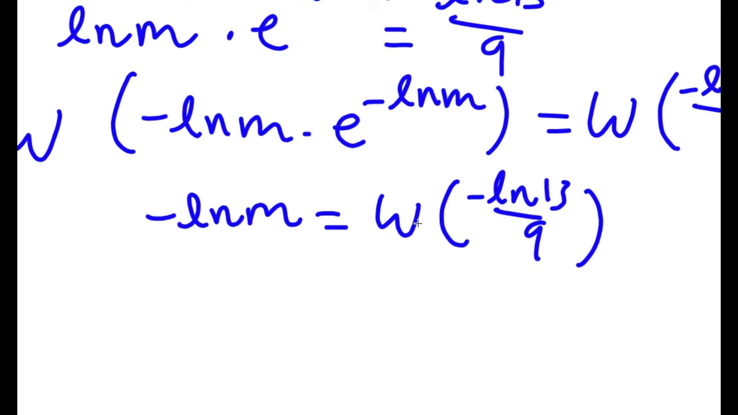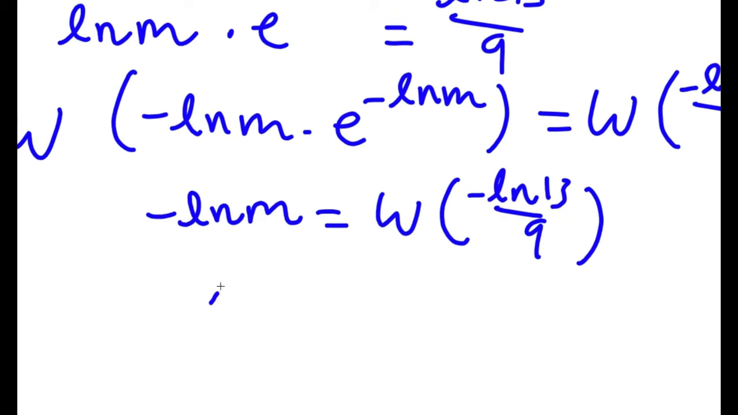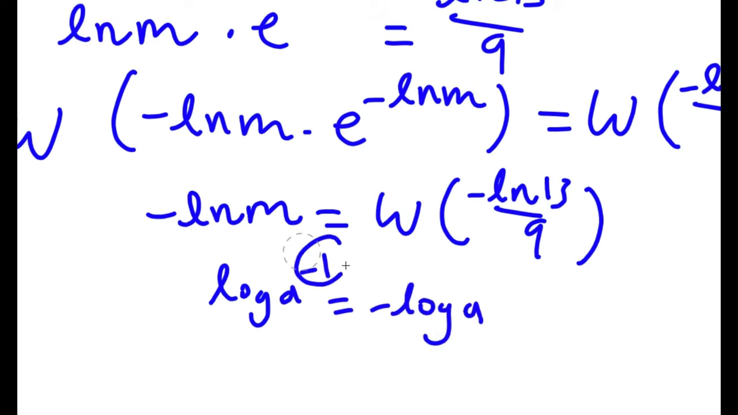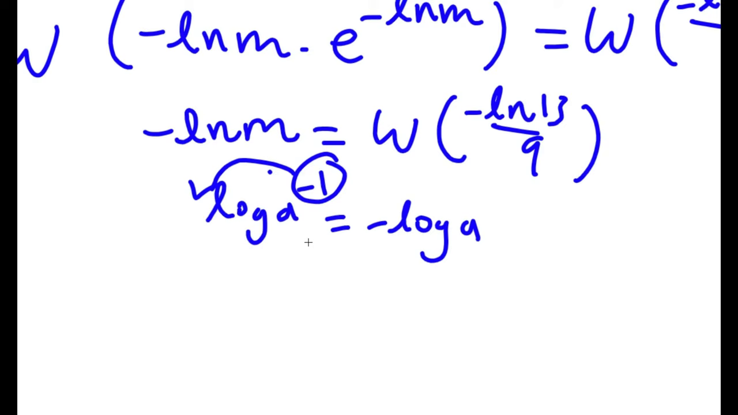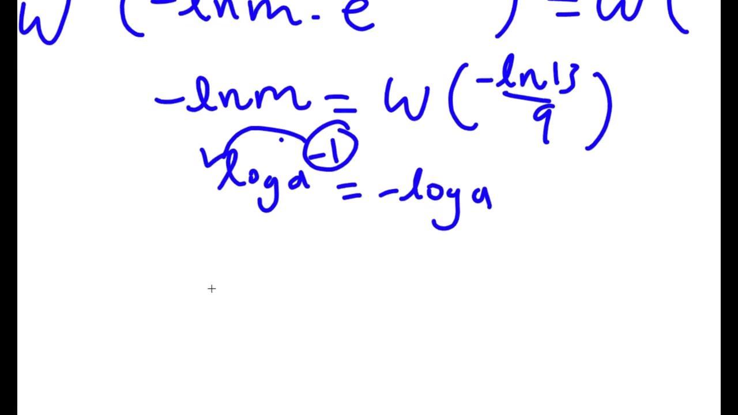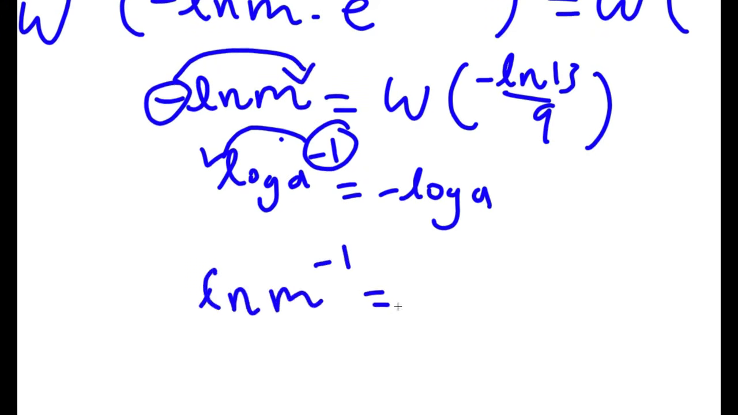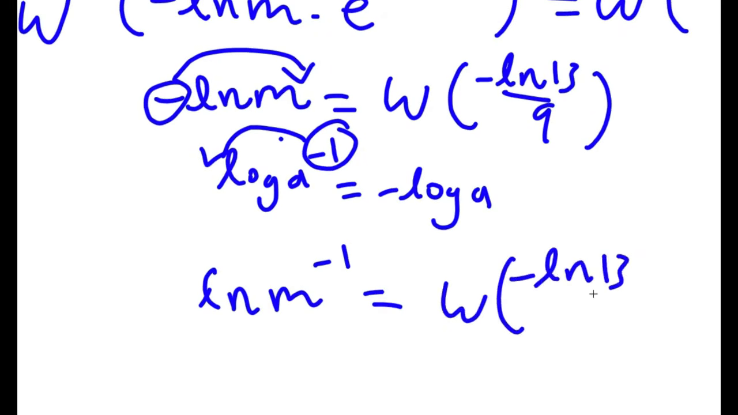And now if I have something in the form log a to the power of negative 1, this is equal to negative log a, because I can move my exponent here to the front. So this negative I can move to the front. So now I have ln m to the power of negative 1 is equal to W of negative ln 13 over 9.